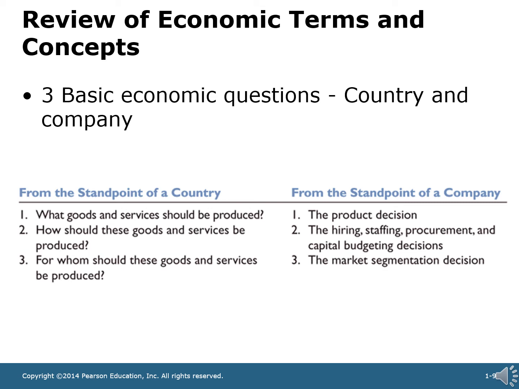The second, how should these goods and services be produced, is more specifically for a company, the hiring, staffing, procurement, capital budgeting decisions, and even management decisions of how should the factory floor be laid out, how should we organize the shelves in the supermarket, all those sorts of questions. And finally, for whom should these goods and services be produced? So how should goods and services be rationed throughout the economy? From the standpoint of a company, we're looking at the market segmentation decision. So what specific market are we competing in? Who do we think our customer base is?